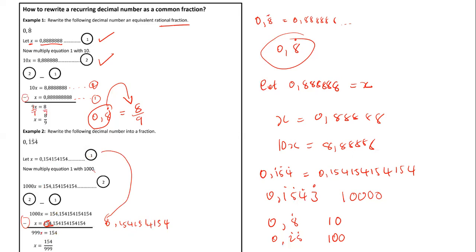And then we are looking for x. That means you're going to have to divide both sides by 999. On that side, we're going to divide by 999 as well. We cancel 999 and we're left with x. Then our x will be 154 divided by 999. And therefore, that's how we rewrite recurring decimal numbers as a common fraction.